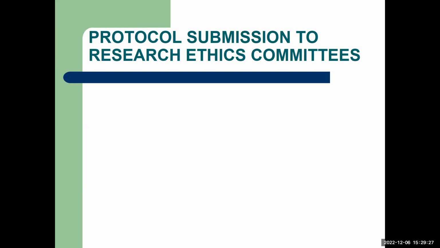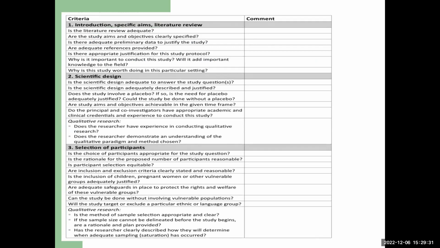But in general, I have put down broadly some of the criteria that they may want to look at. They might not look at all of it, but these are certainly the kinds of things a research ethics committee will be considering when they receive your protocol to give approval for ethical clearance. When they look at your introduction, aims and literature review, is it adequate? Is it adequately referenced? Is there good justification? Why is the study worth doing?